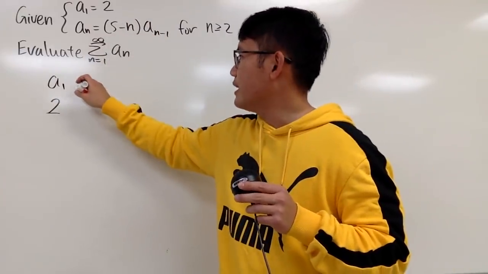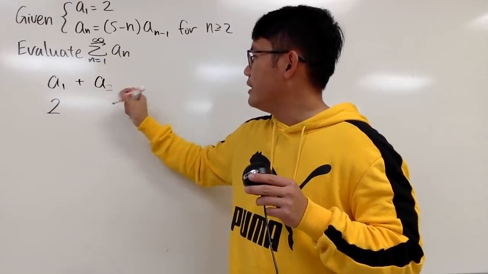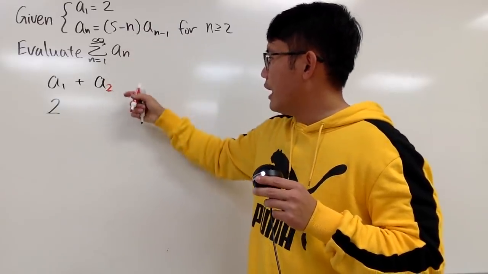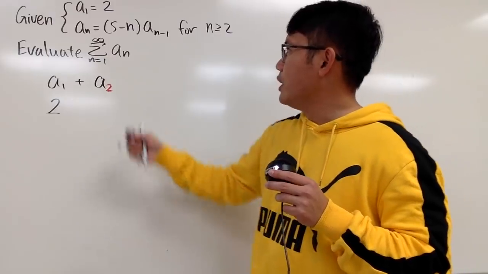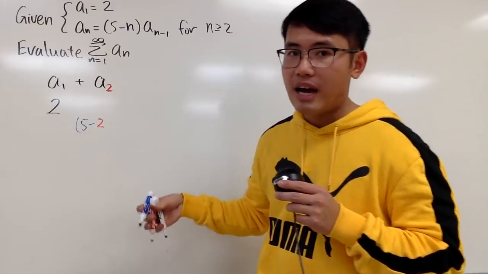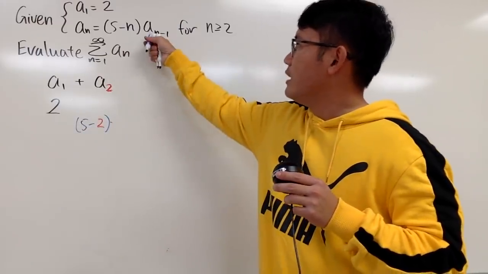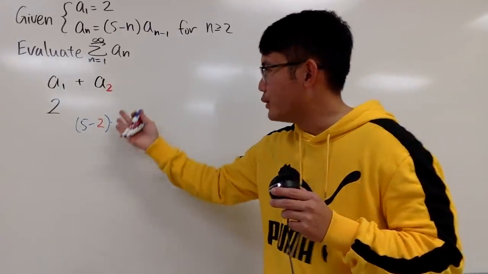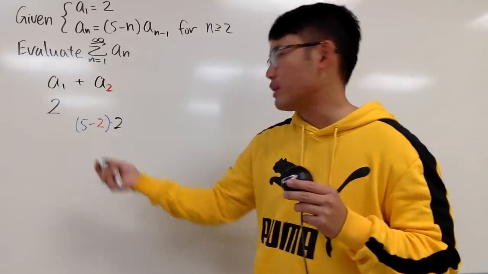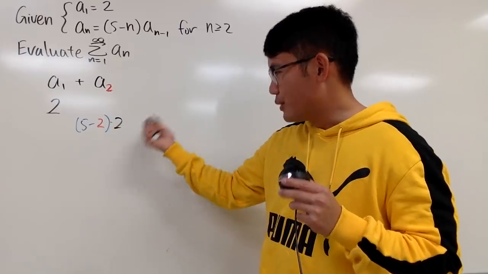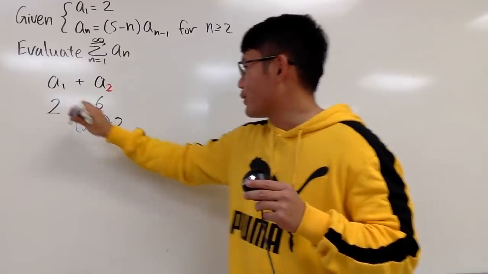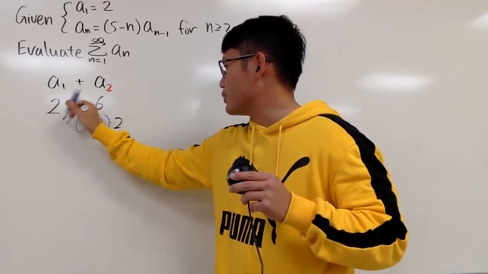Now let's move on to the next, which is a2. In this case, my n is 2. I will have to plug in 2 into here. And let me just do the work right here for you guys. We need to have 5 minus the n, which is 2, and then we multiply by a sub n minus 1. The easy way to read it is look at the previous term, right? So we look at this 2 and we are going to multiply by that 2. And of course, now this is just 5 minus 2 is 3, times 2 is 6. So just put 6 right here. And then, of course, you are going to add them up. So at the moment, you have 2 plus 6, which is 8.